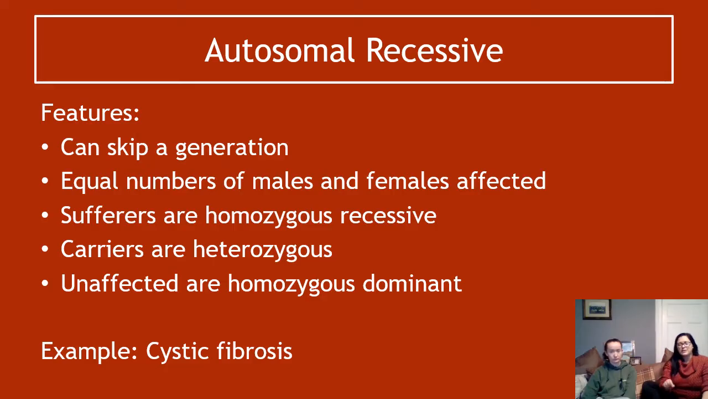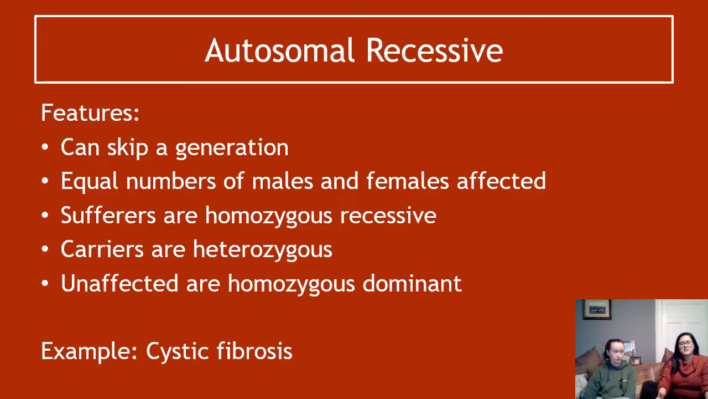So what a carrier is, that's a person who's carrying the disease but isn't affected by it. So they are perfectly healthy, but they are carrying the gene for the disease. So depending on their offspring and their partners, they might have affected offspring. Unaffected are homozygous dominant. So people who don't even carry the gene, they are homozygous dominant.